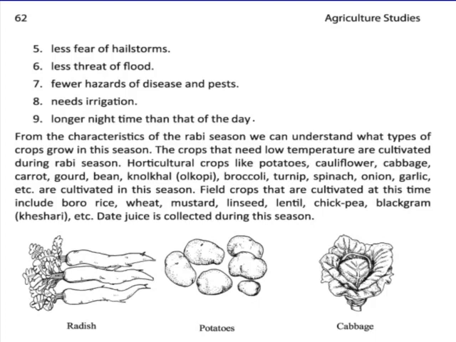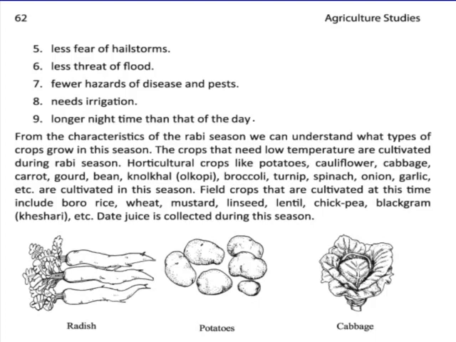And 7. Fewer hazards of diseases and pests. Fewer and less hazard mean less danger of diseases and pests. Pests means destructive insects or other animals that attack crops and livestock, etc. Needs irrigation, because in the winter season there is no rainfall, and that is why we have to give irrigation to our crops. A long night compared to the day. At that time, the day is short, but the night is longer.